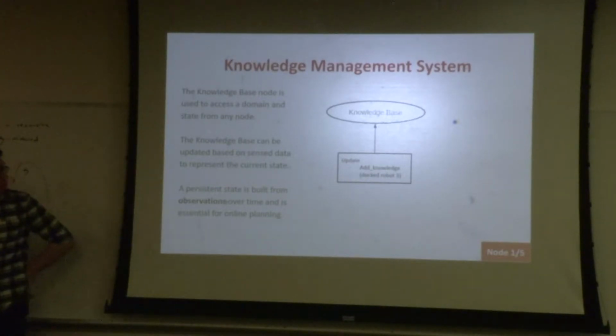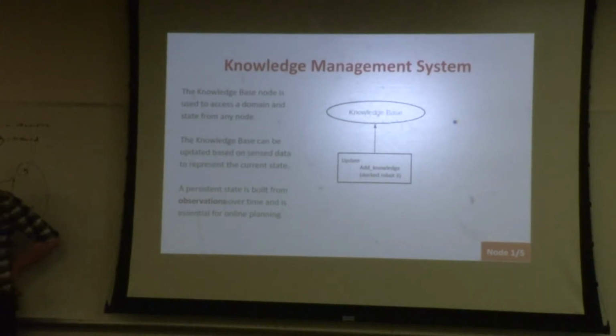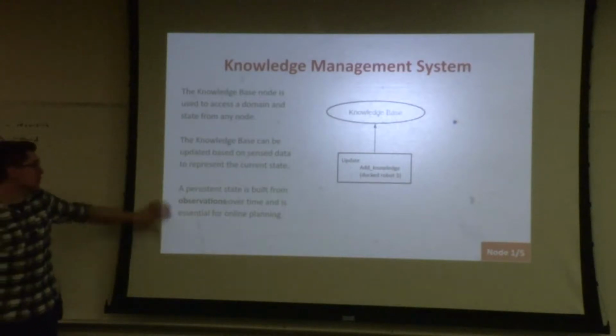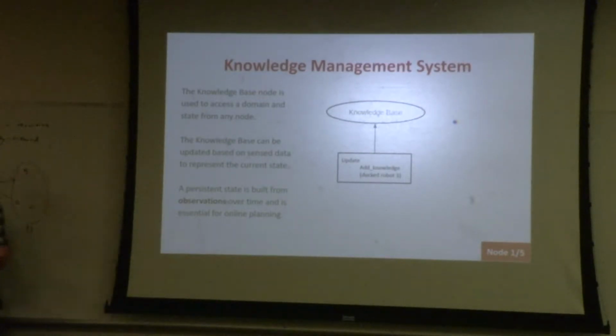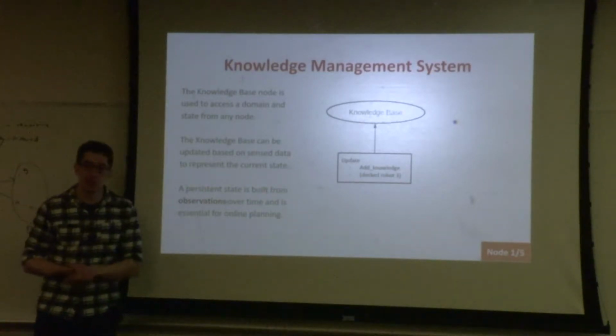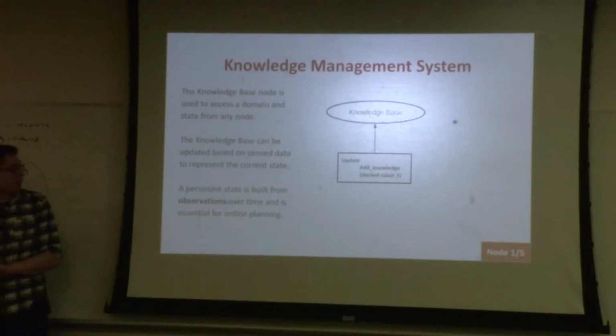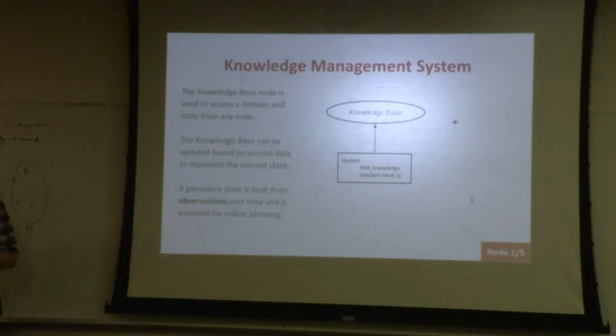Okay. The reason the knowledge base, despite being quite a simple implementation, is one of the most important parts of the system is that without this persistent state, you can't really perform planning. Planning requires a current state that's built from observations over time, as opposed to a purely reactive system. And this goes back to that assumption I was talking about half an hour ago.